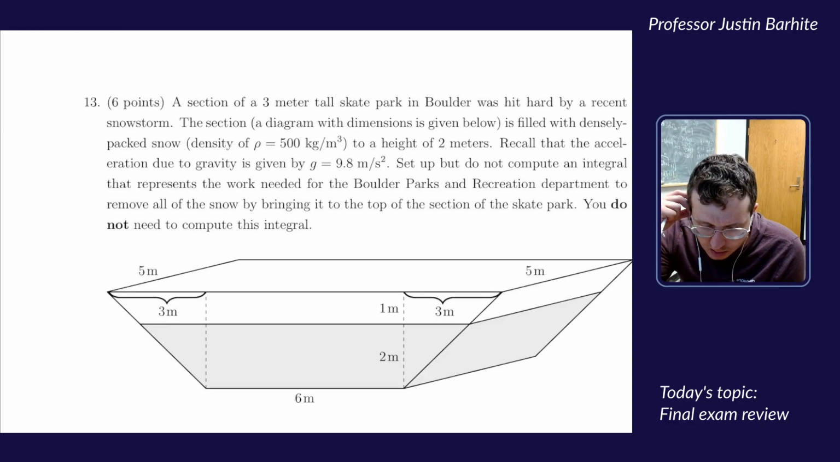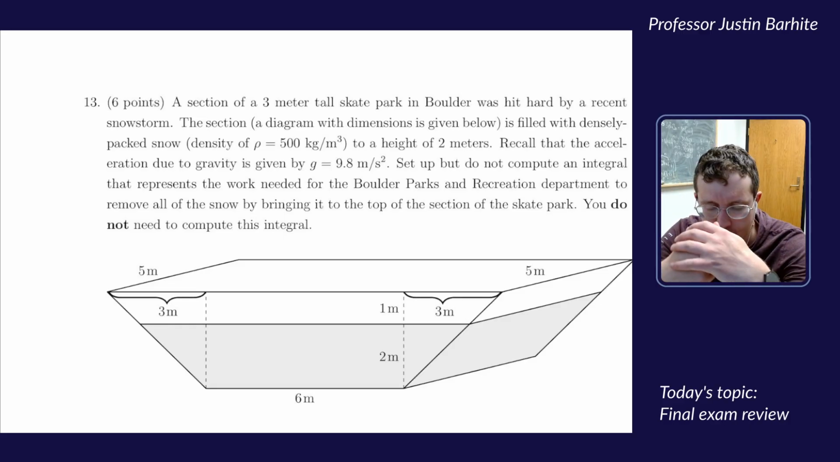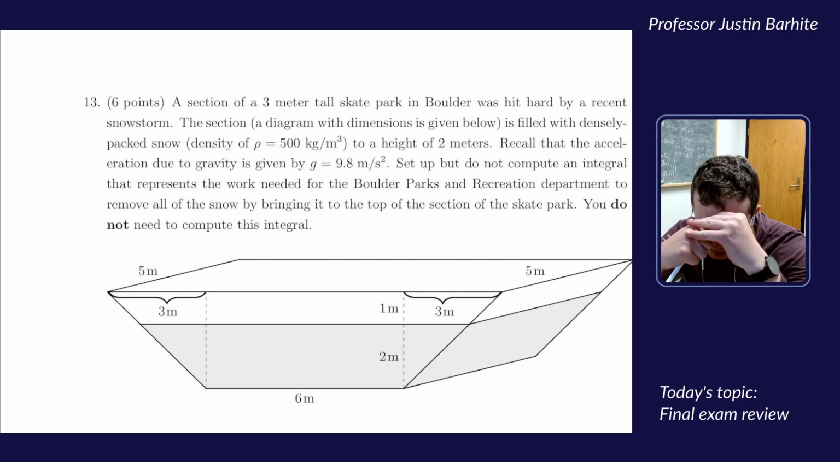A 3-meter tall skate park in Boulder was hit by a recent snowstorm. Could have been this year. Not a lot of snow this season. The section is filled with densely packed snow. They give us a density up to a height of 2 meters. We want to compute the work needed for Boulder Parks and Rec to remove all of the snow by bringing it to the top section of the skate park.